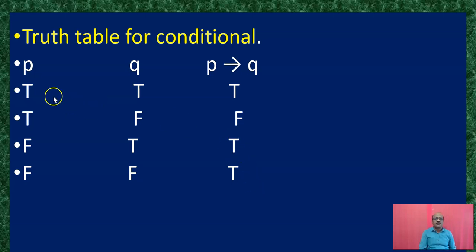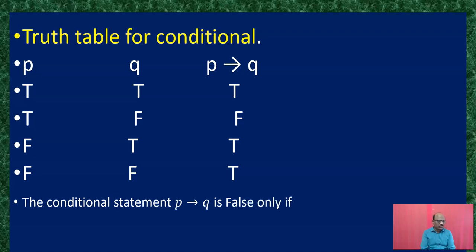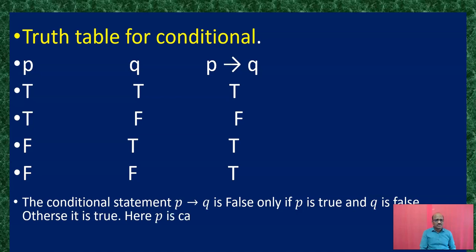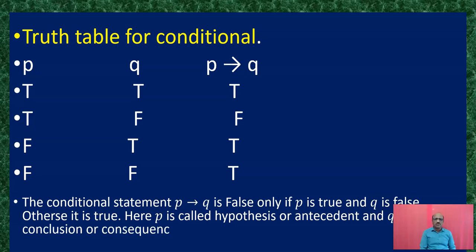Therefore, how to remember this? If both of them are the same, T, then it is T. F, then it is T. Otherwise, T implies F, therefore it is F. F implies T, therefore it is T. The conditional statement P implies Q is false only if P is true and Q is false. Otherwise, it is true. Here P is called hypothesis or antecedent, and Q is called conclusion or consequence.